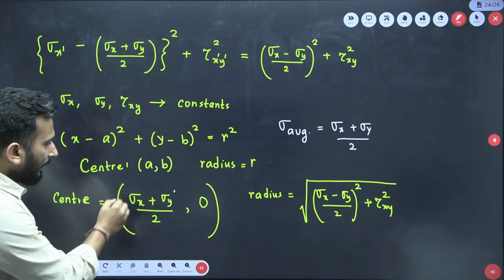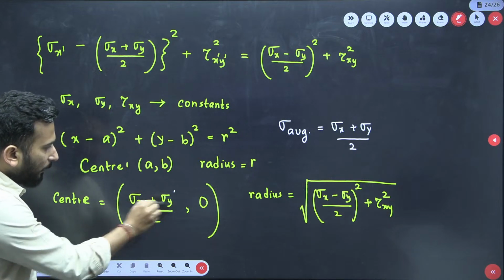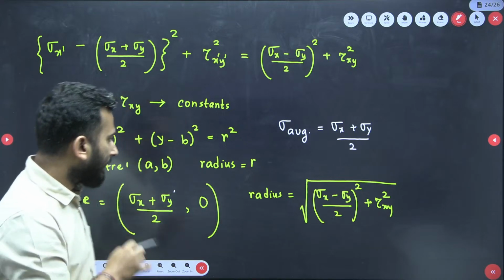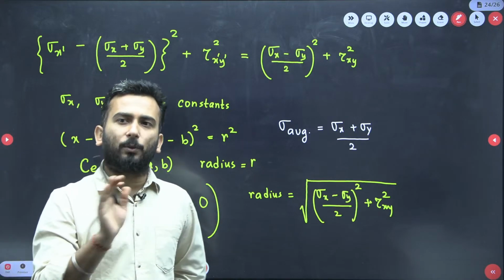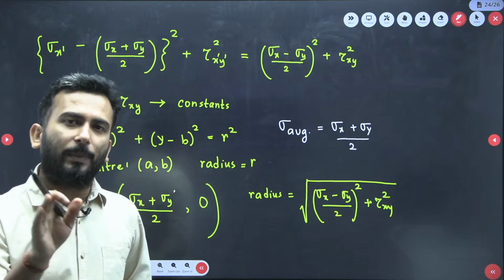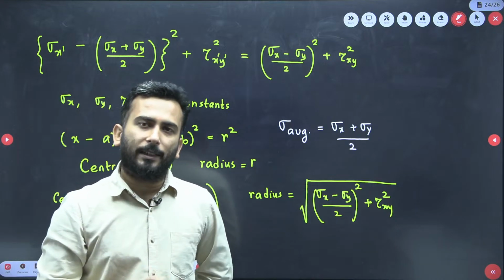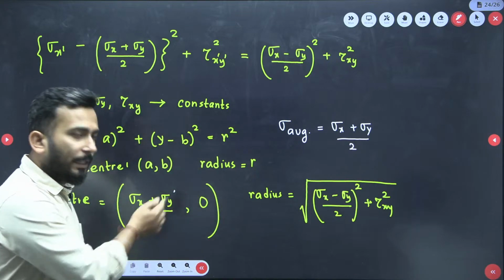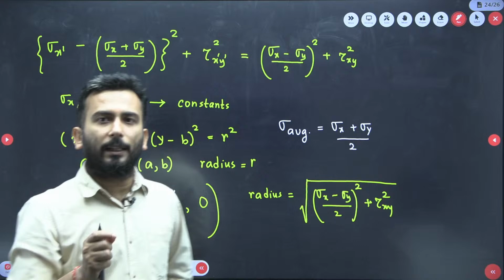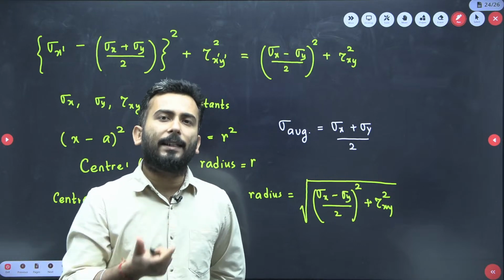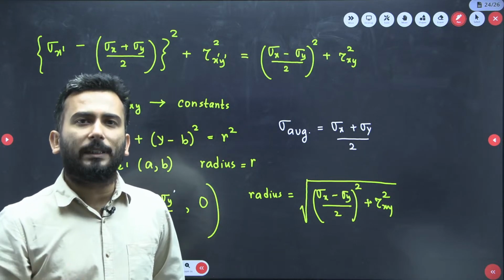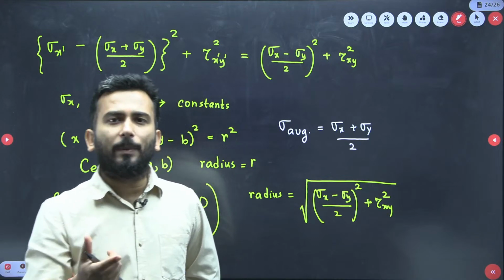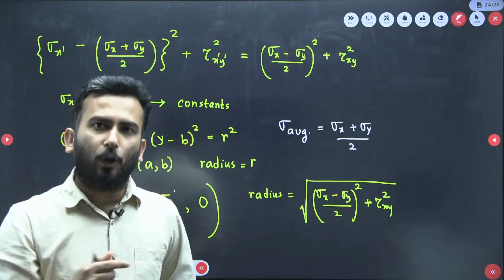One more thing, just by looking at the center, I can say that the center will be lying on the sigma axis only. Sigma I will be considering in place of x, tau in place of y. So I can guarantee that the center will be lying on the sigma axis only. The center coordinates can be 2, 0, 3, 0, 5, 0, minus 2, 0, but it can never be 2, 1 or 2, minus 1.